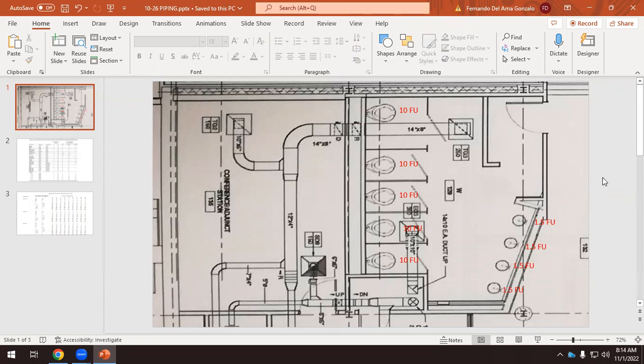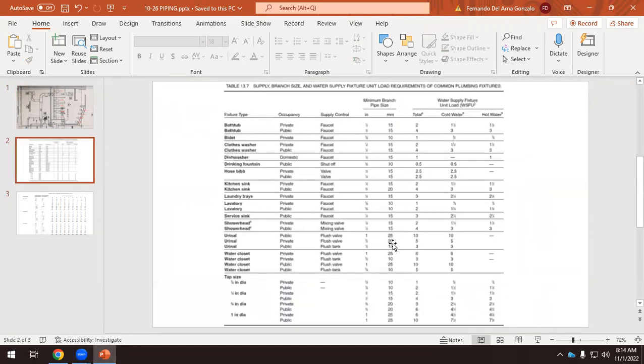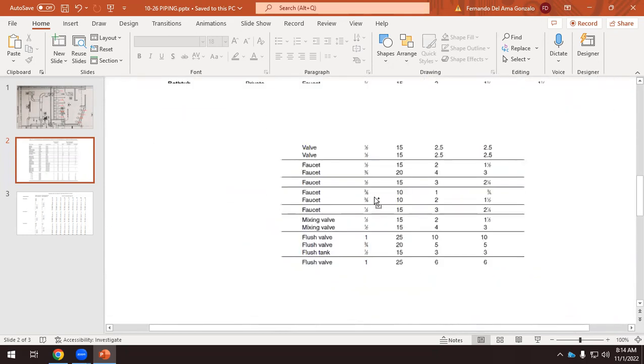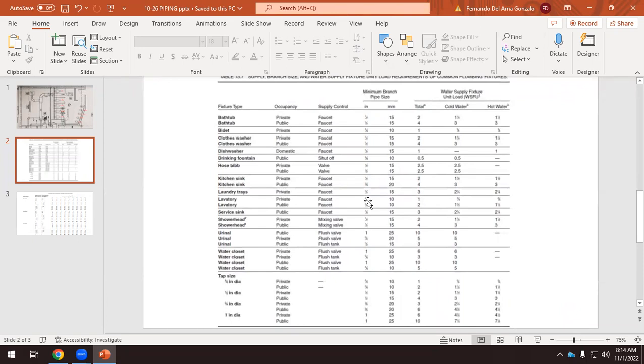Okay, so now what's the minimum branch that we have for toilets and for the sinks? Here, the minimum for the water closet, we have this one. So the minimum is 1 inch. For 10 fixture units, the diameter is 1 inch. And for the lavatory, it's 3/8, not 3/4. Am I correct? Yes. So we are taking this lavatory, and this is 3/8.